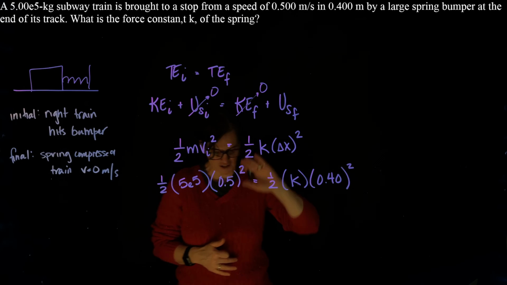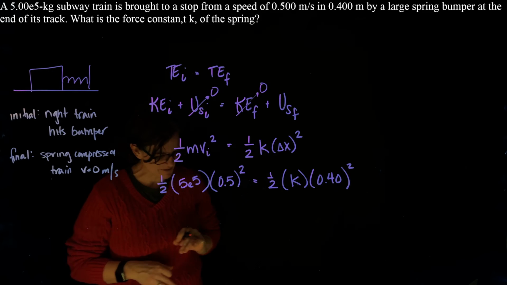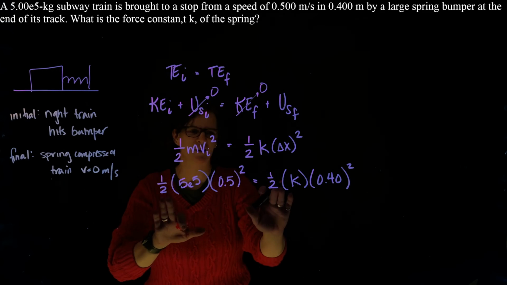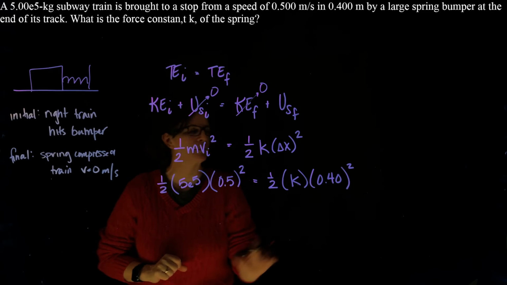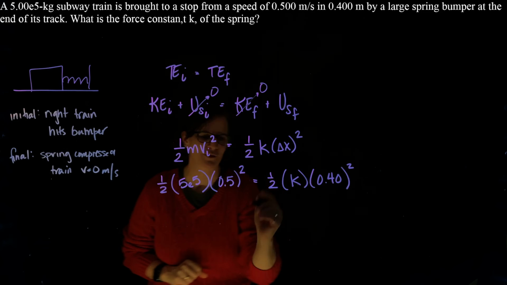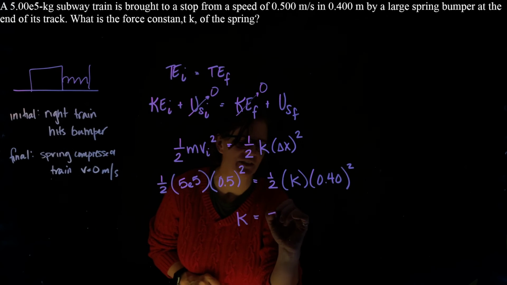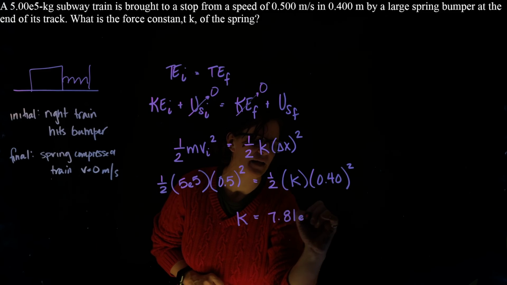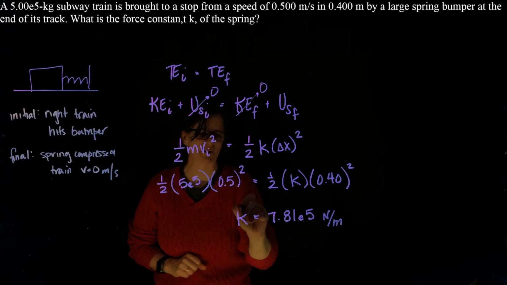Great. So now we just solve for our K value. When we solve for our K value, our halves actually kind of go away. This equals a specific amount we know, and all we have to do is solve for K. We find that K is equal to 7.81 times 10 to the 5th Newtons per meter.